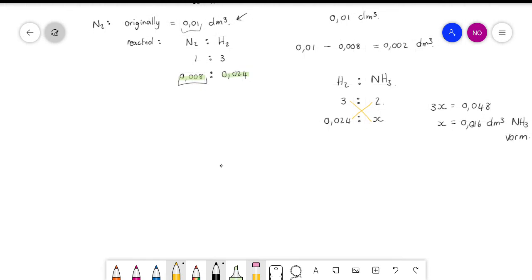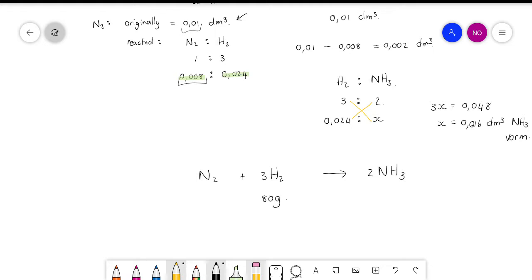So it's the same reaction. Nitrogen plus hydrogen yields ammonia. Like that. And they say that you have 80 grams of the hydrogen.